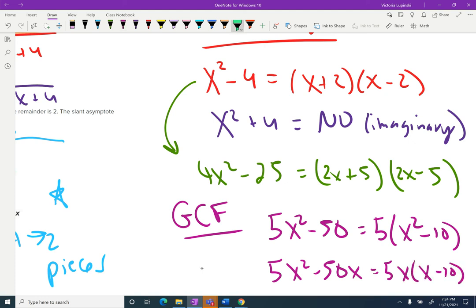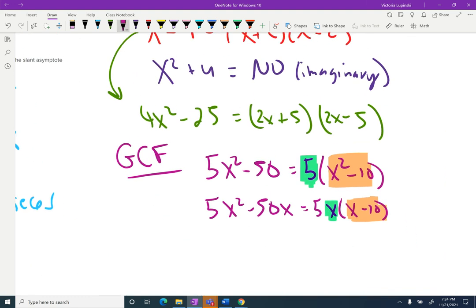And again, whether you have an x on the outside versus just a 5, that's a big difference in terms of where the zeros are. What you're left with, this is going to give you x equals 10. This is going to give you x equals plus or minus radical 10. So again, very, very different. Let me just write those down.